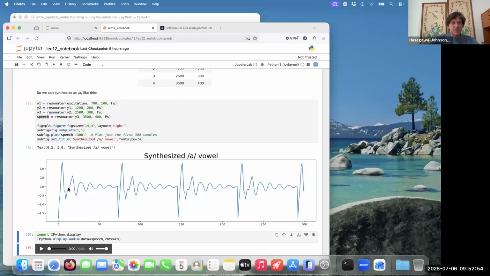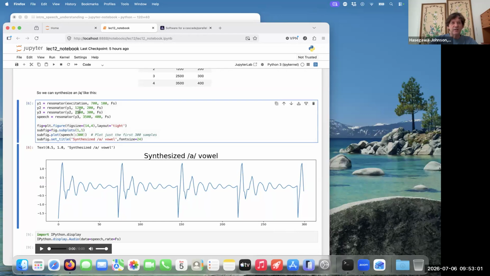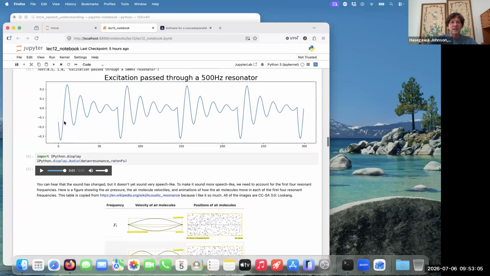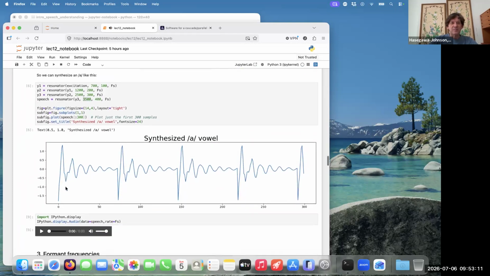But you can also see that it's being modified by some higher frequency information. Those higher frequencies are 1200, 2500, and 3500. So up here we had this kind of very mellow bouncing back and forth at F1, and it sounded like this. Down here we have this much more jagged bouncing back and forth where we're adding together all of those resonances, all of those formants. And if we play it, it sounds like this.